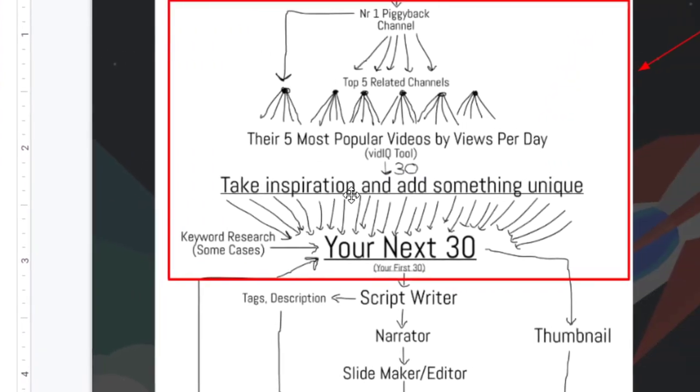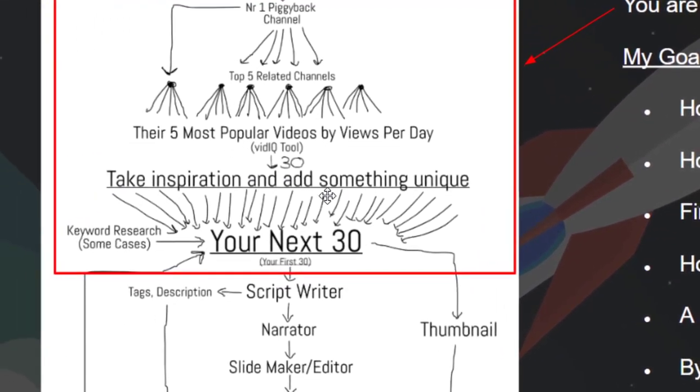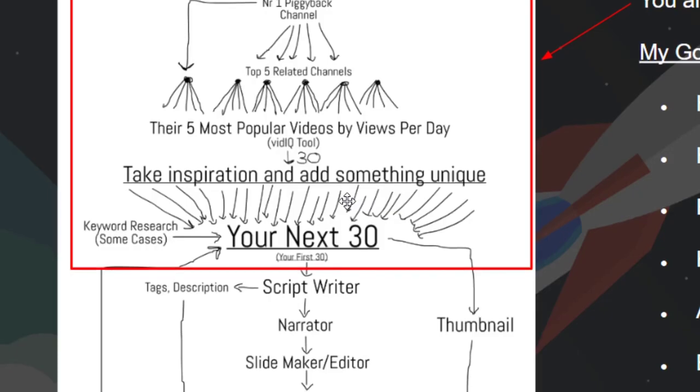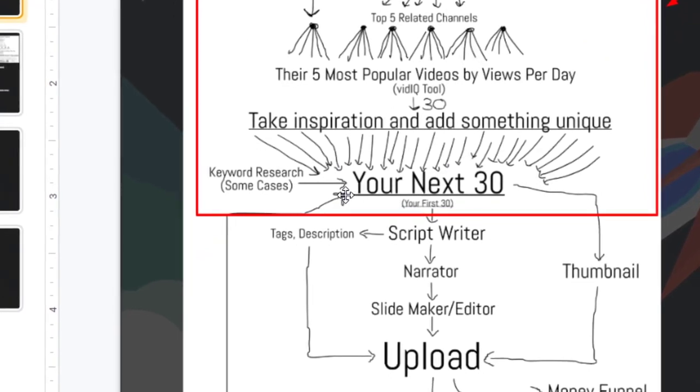Take inspiration from those 30 video titles and add something unique. That does not mean that you should copy and say the exact same things that they say in their videos, but you're going to look at the general ideas that they're talking about, and you need to add something unique to that perspective, and that's how you blow up, because copying doesn't really give you anything. It doesn't add anything to it.